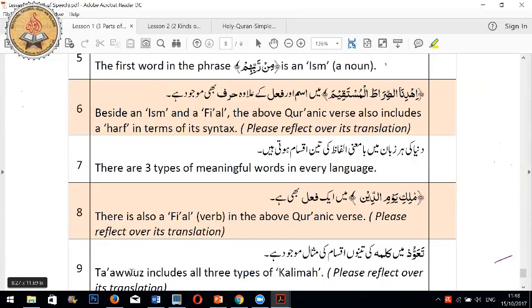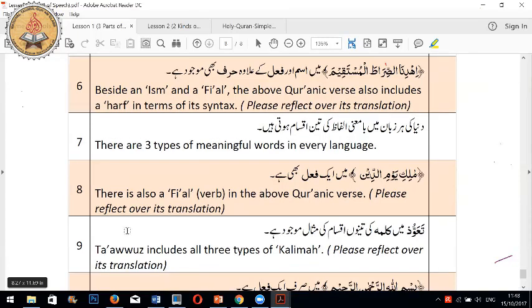Number 8. There is also a fi'l, a verb, in the above Quranic verse, Maliki Yawmiddin. Again, I have taken this from Suratul Fatiha. Please reflect over its translation, the meaning, Malik Yawm ad-Din. My statement is that there is a verb included, hidden or clear, in these 3 words. So you have to tell me what is that.